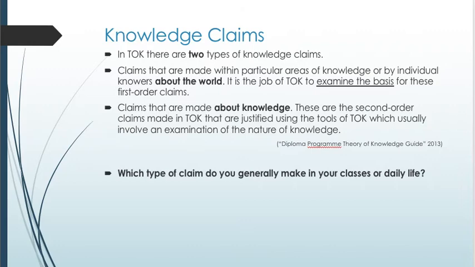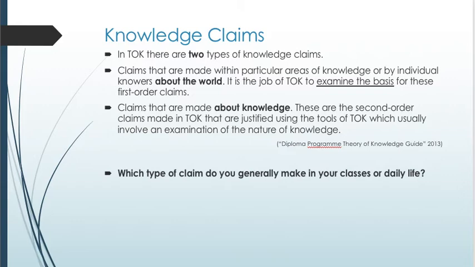In TOK, there are two types of knowledge claims. And as I said, the first kind of knowledge claim is a claim about the world, and it is the job of TOK to examine the basis for these first order claims. If you examine the basis, the underlying or implied ideas about knowledge that are assumed based on the premises of those claims, then you are going to be able to extract or bring out some of the claims about knowledge that are implied by those first order claims, or claims about the world.